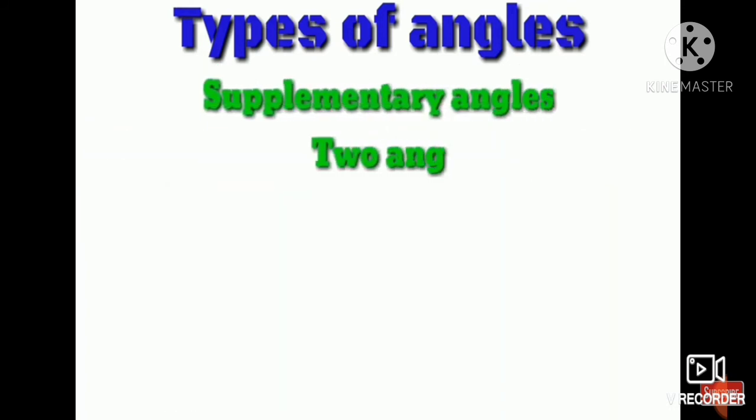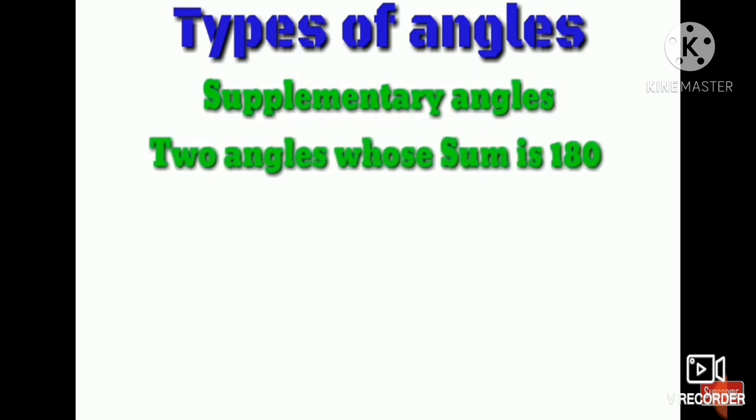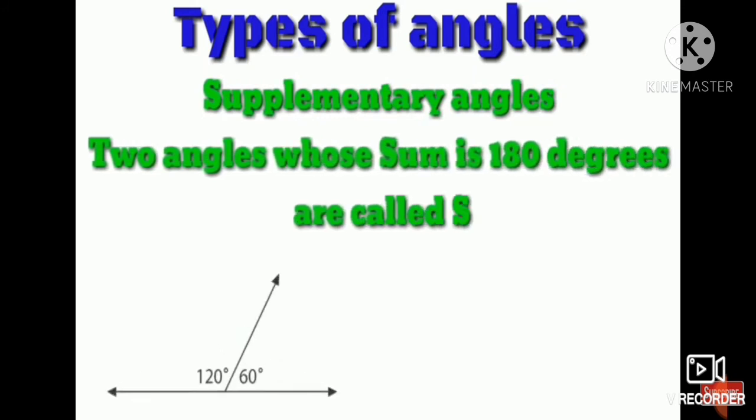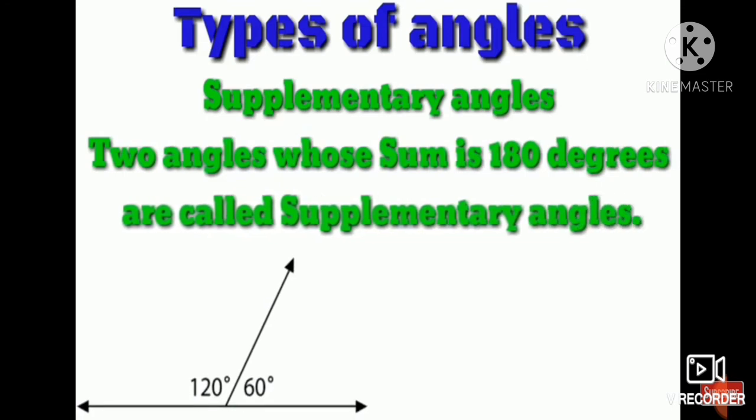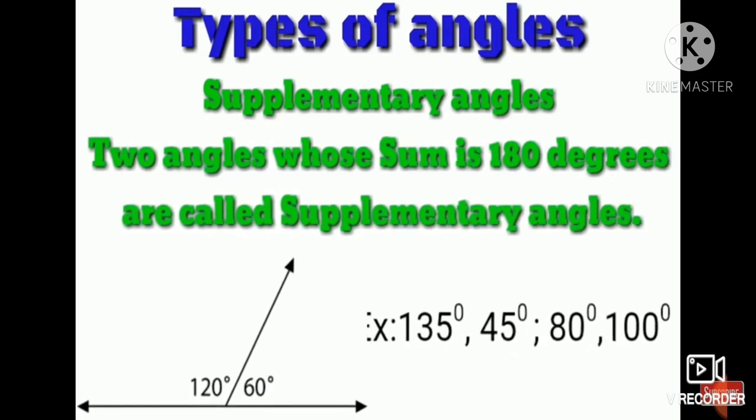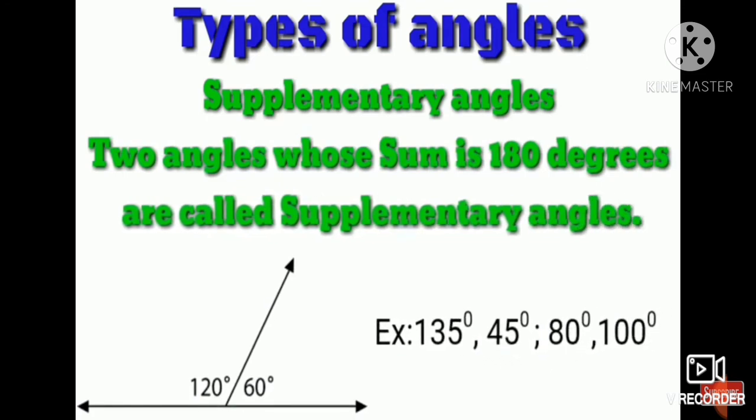Next one is supplementary angles. Two angles whose sum is 180 degrees are called supplementary angles. That is 120 degrees and 60 degrees here. Those are supplementary angles. So these are all the examples for the angles here.